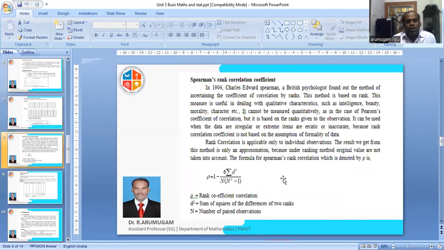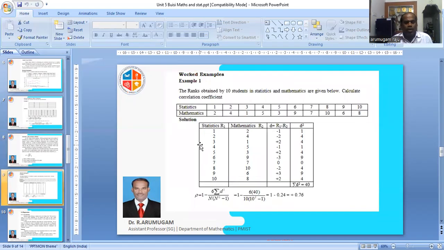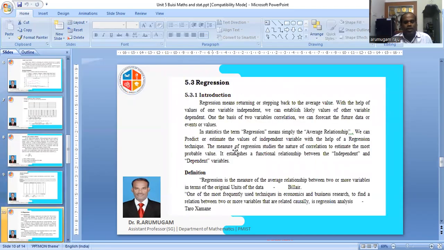So the next one is Spearman's correlation, or rank correlation. This is the notation for the rank correlation, rho: rho equals 1 minus 6 into summation d square divided by n into n square minus 1. Here d means deviation, rho means rank correlation, and n means the number of paired observations, right? So this is an example for the rank correlation, or Spearman's correlation.